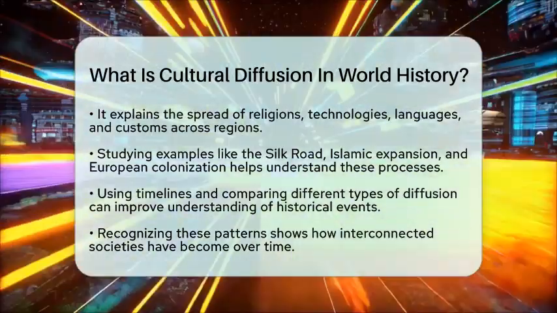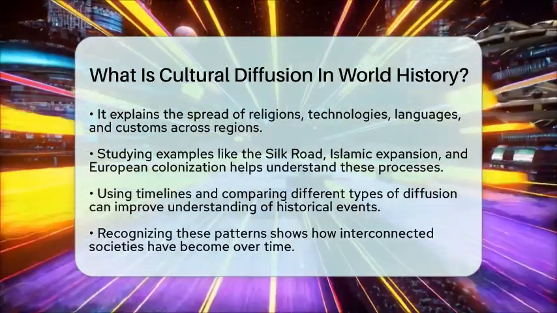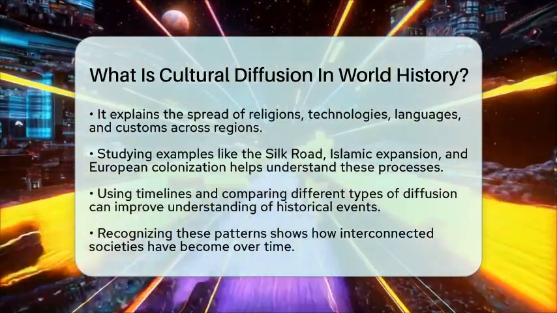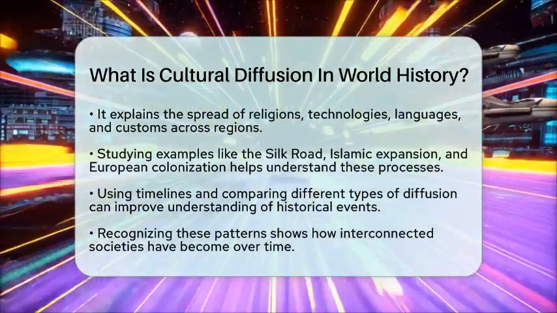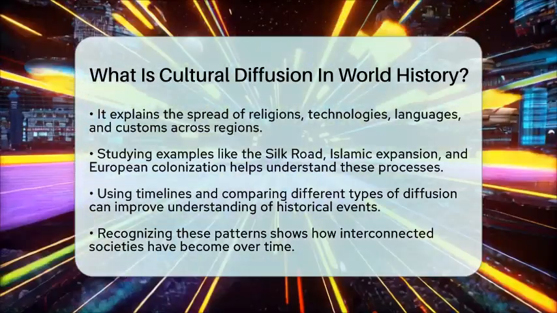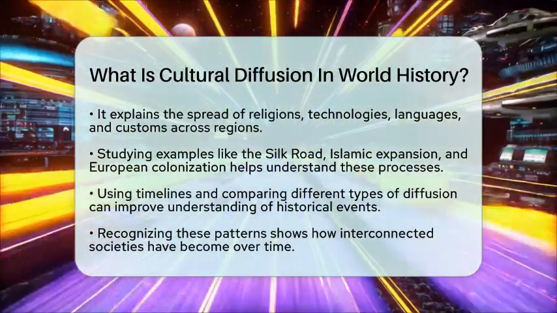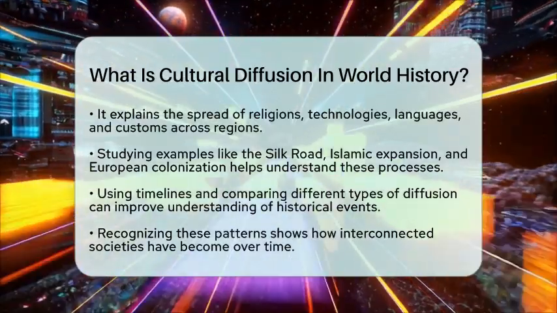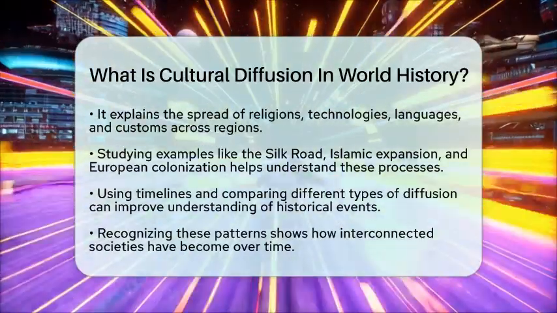To study this effectively, focus on key examples like the Silk Road, the spread of Islam, or European colonization. Use timelines to track how cultural traits moved across regions. Compare different types of diffusion and see which one fits specific historical events. Connecting these ideas to current global interactions can also help you see how cultural exchanges continue today.